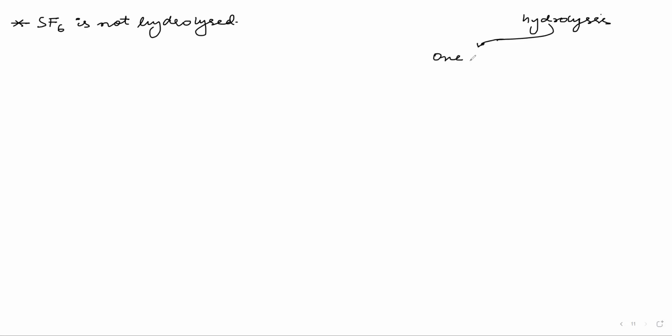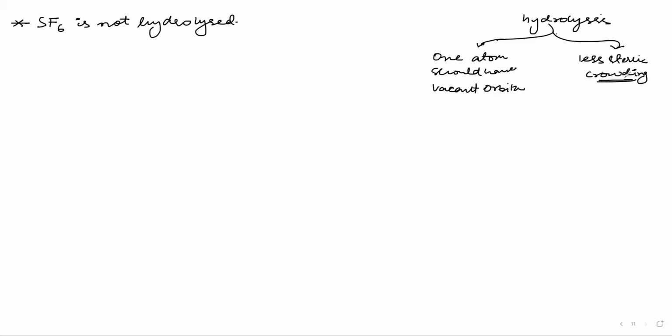The point is SF6 is not hydrolyzed. The reason here is, see, for hydrolysis, the first condition is that the central atom should have vacant orbitals. So we see that sulfur is in the third period, so it will have a vacant orbital. But the second condition, if you remember, is less steric crowding. That is why SF6 is not hydrolyzed.